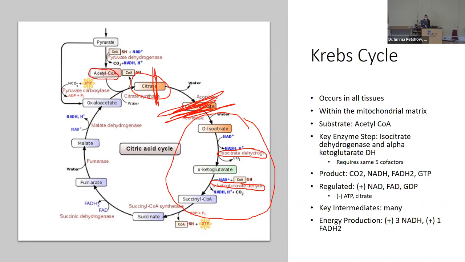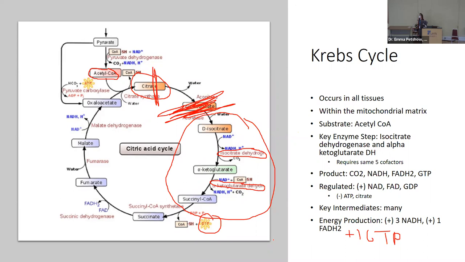For your energy production from this, you're going to get 3 NADH and 1 FADH2. And you actually get a GTP, I believe, somewhere. Yep, you get a GTP right here. This is per turn, right? So one time around gets you those things. We have 2 acetyl-CoAs that we started with because glucose gave us 2 pyruvates, 2 acetyl-CoAs. So we get 2 turns per glucose molecule. You're going to end up with 6 NADH, 2 FADH2, and 2 GTP by the end of that.